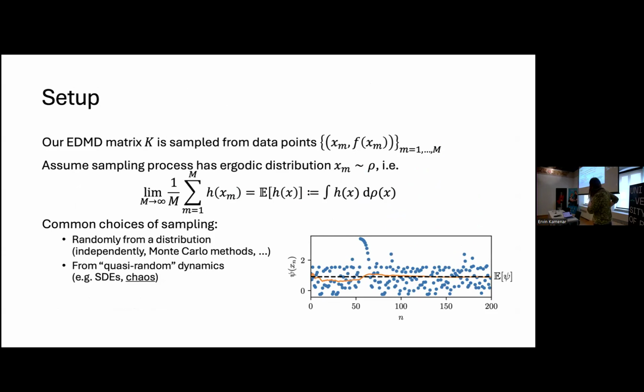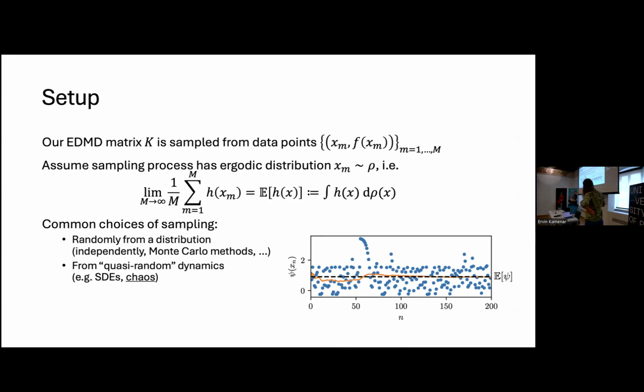So we imagine that we have this matrix K, which we create by some DMD, EDMD, with regularization, whatever. We imagine it's sampled from some set of data points. So I've sampled some x_m and I've computed f of x_m. And I hope, as Carl was talking about, we have an ergodic distribution here. Basically, over the long run, if I average some function over x_m as I increase my data to infinity, it will converge to an expectation with respect to this distribution. And there are many ways we could do this.